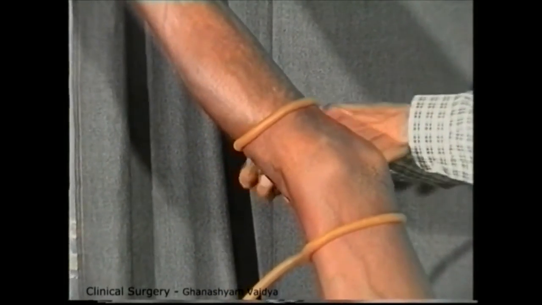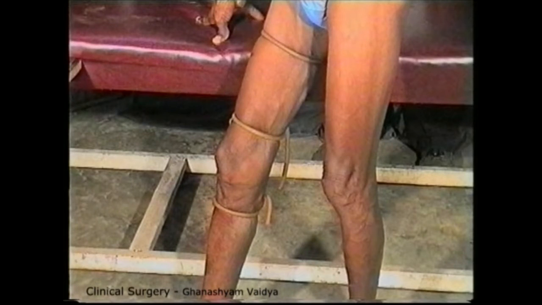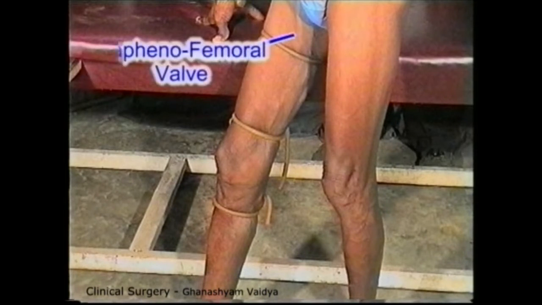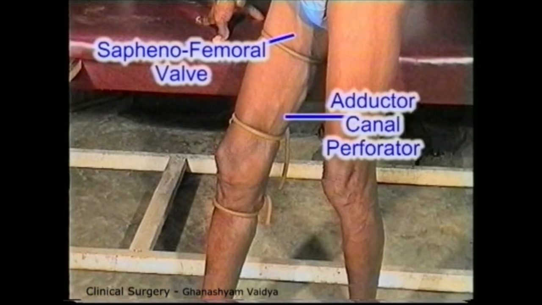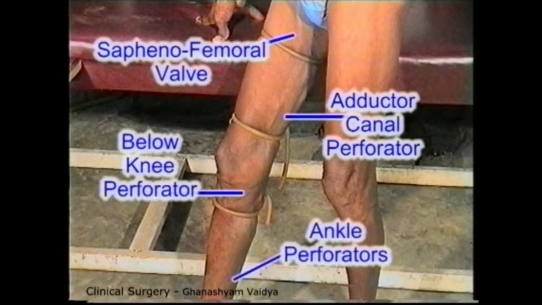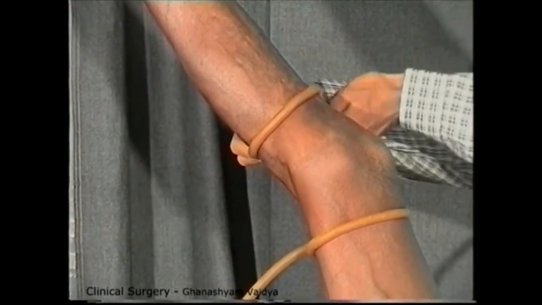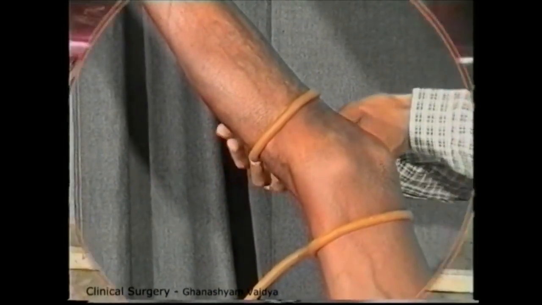This divides the long saphenous vein into 4 segments, each with one constant perforator. The saphenofemoral valve is above the first tourniquet, the mid-thigh perforator in the adductor canal lies between the first and the second tourniquets, the below knee perforator between the second and third tourniquets, and the ankle perforators below the third tourniquet. The tourniquets should be just tight enough to occlude only the superficial veins.